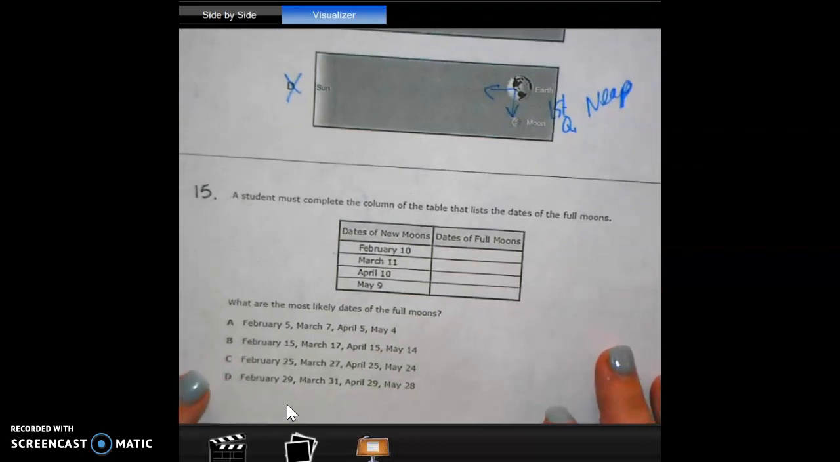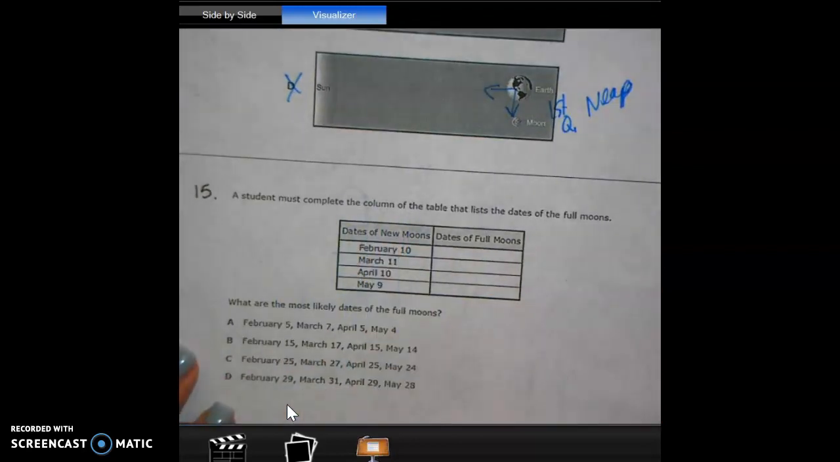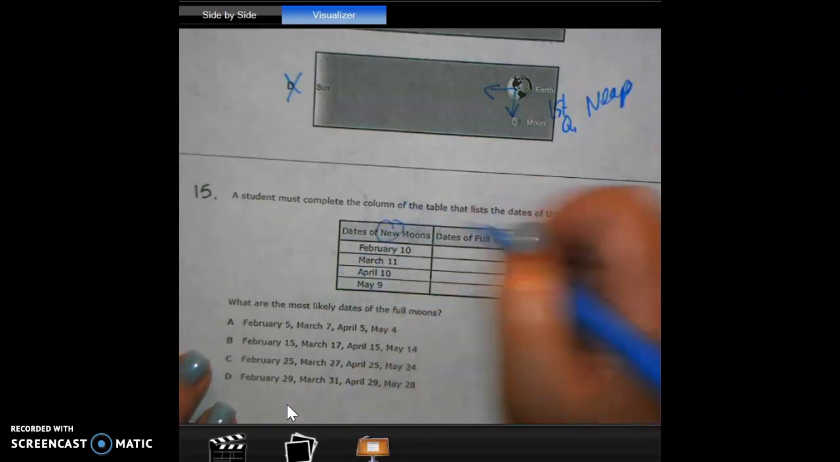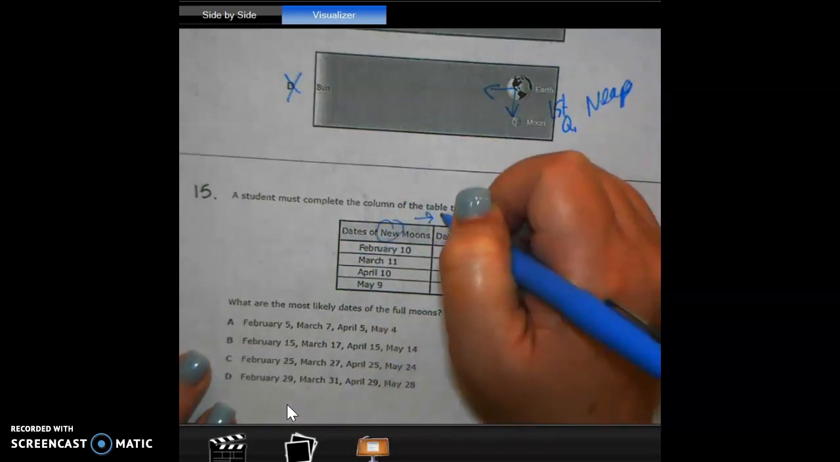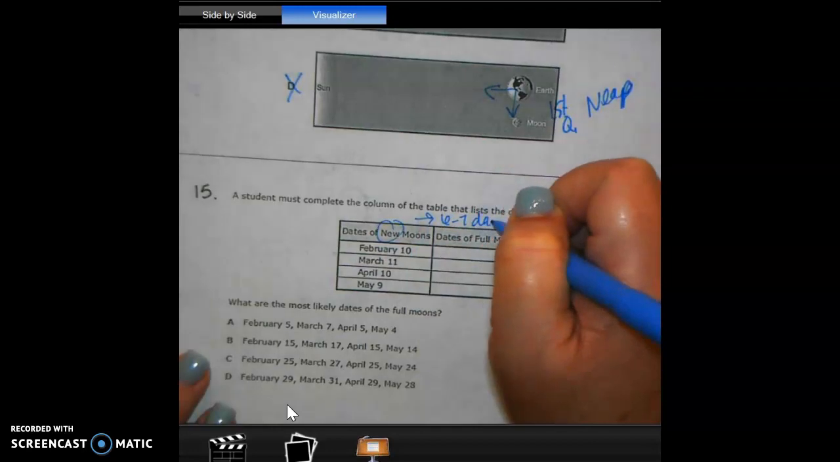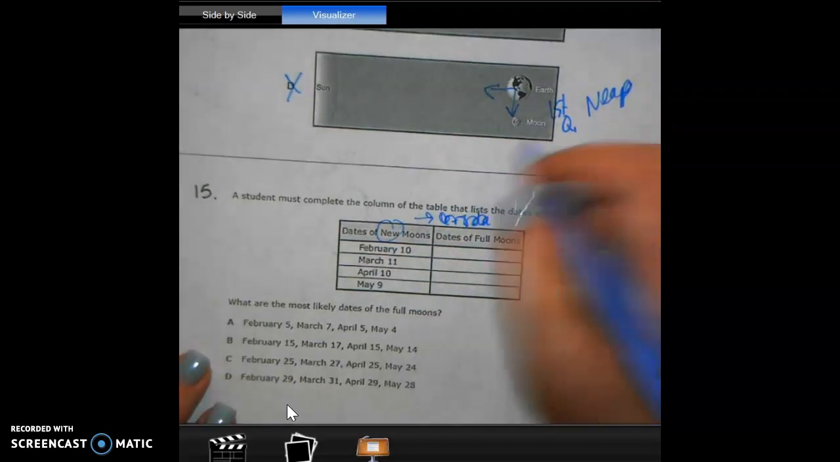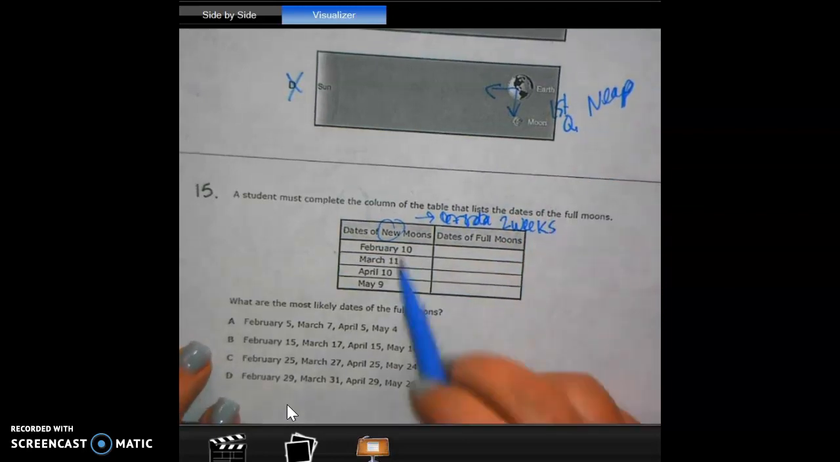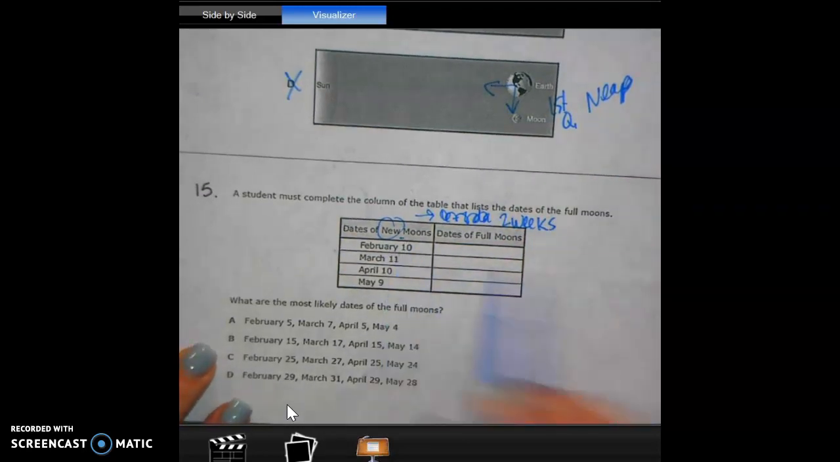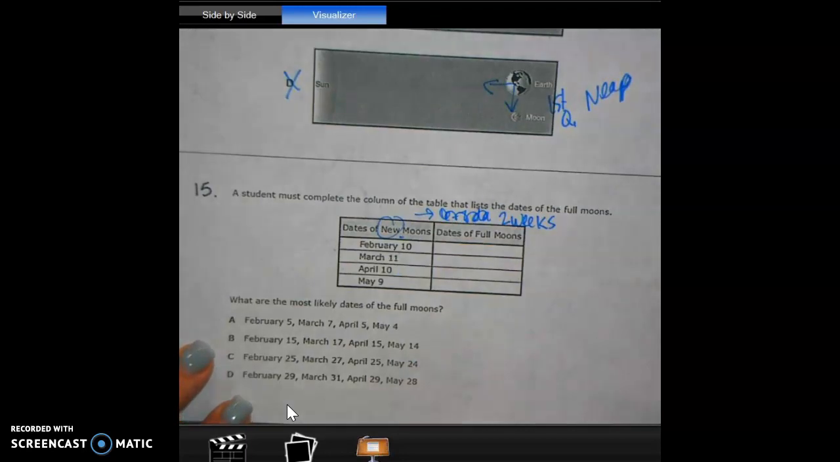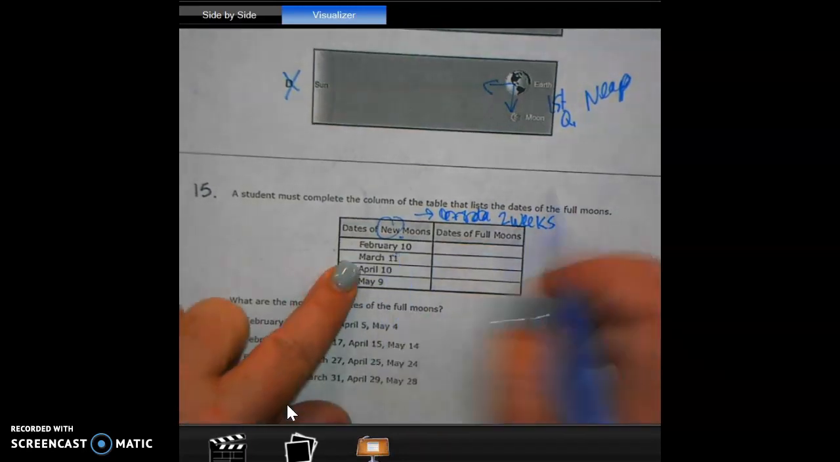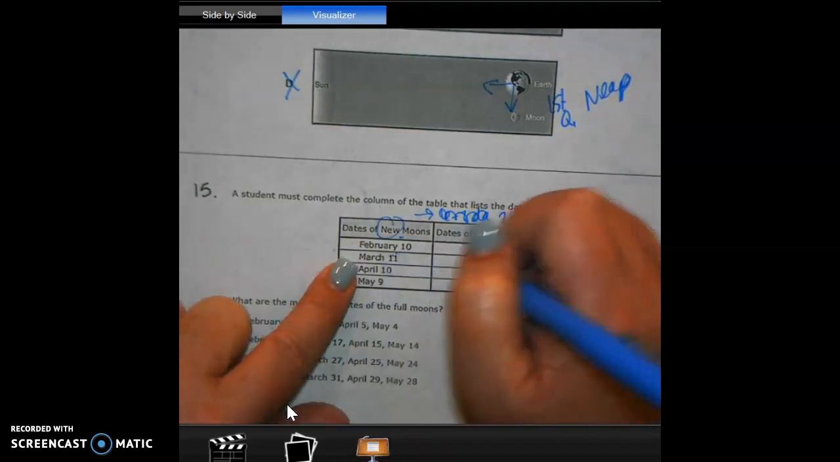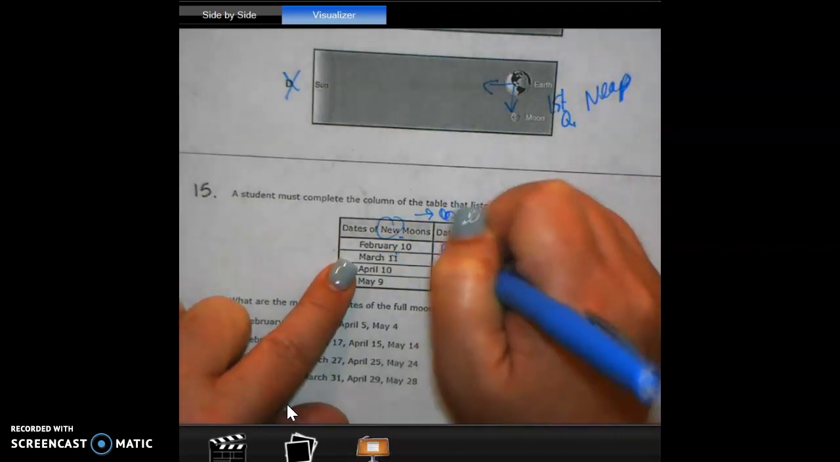And finally, number 15. A student must complete the column of the table that lists the dates of the full moons. Here are the new moons. The full moons would be about 6 to 7 days. The full moon would be about 2 weeks later, because we have to go from the new moon to the first quarter, and then the first quarter to the full, which takes about 2 weeks. So February 14th, about 14 days later, would be on or around February 24th.